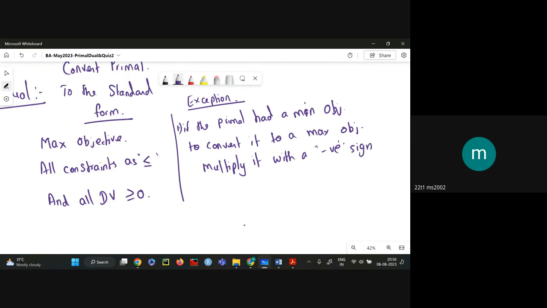Okay. So for example, let's say you had minimize 4x1 plus 3x2 plus 7x3. This was your primal objective. Then this would become a maximization function if I say maximize minus 4x1 minus 3x2 minus 7x3. So that is how you will convert a primal's minimization objective to a primal's maximization objective. Fine? All of you with me so far?